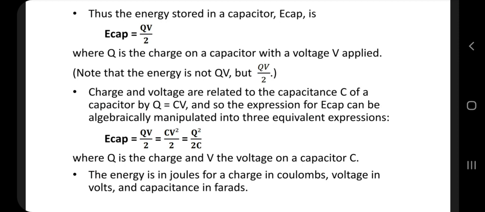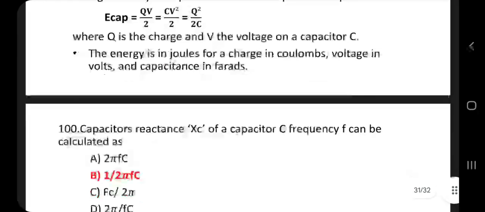Again, we can change it. We know that E cap is also Q square by 2C, where Q is the charge and V is the voltage on the capacitor C. The energy is in joules, charge in coulombs, voltage in volts and capacitance in farads.